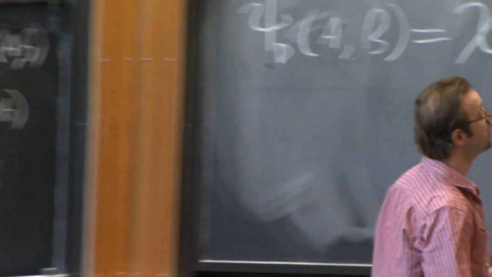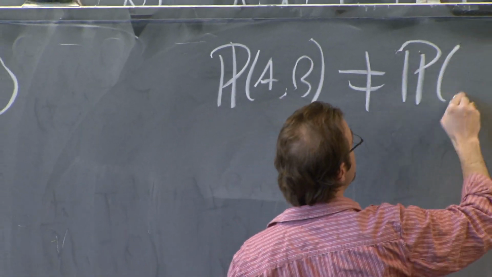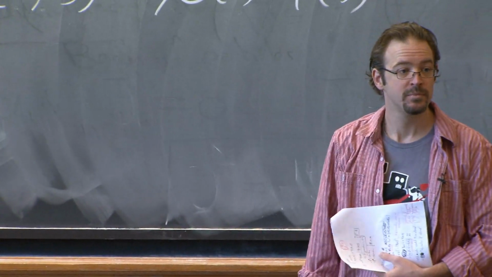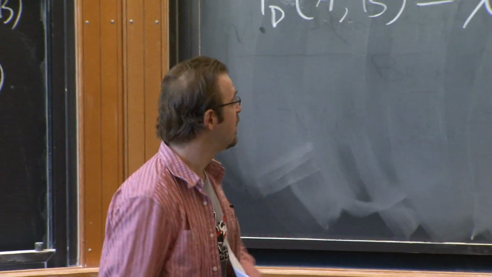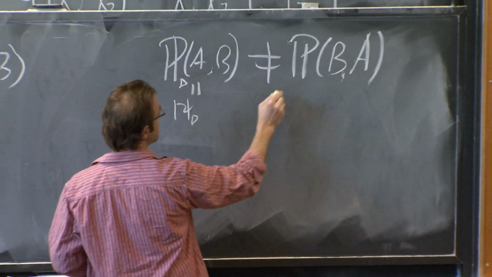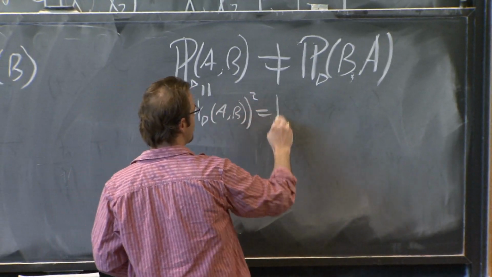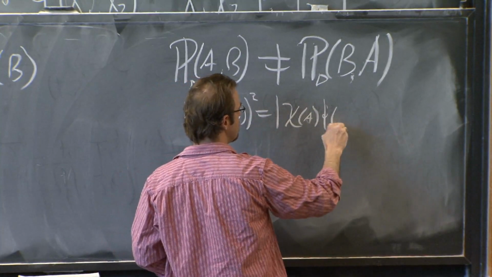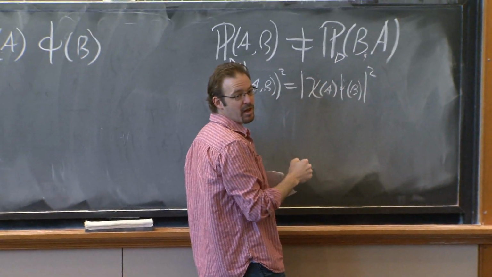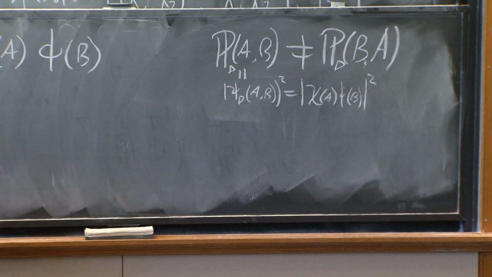It's not true that P of AB is equal to P of BA, but that's OK because they're distinguishable. Everyone cool with that? Yeah, exactly. So P of AB, by definition, is equal to the norm squared of psi d of AB, which is equal to the norm squared of chi of A phi of B. Whereas this guy would have been the norm squared of chi of B phi of A. And since those are just some random functions, I haven't told you what they are, then they're just different probability distributions.